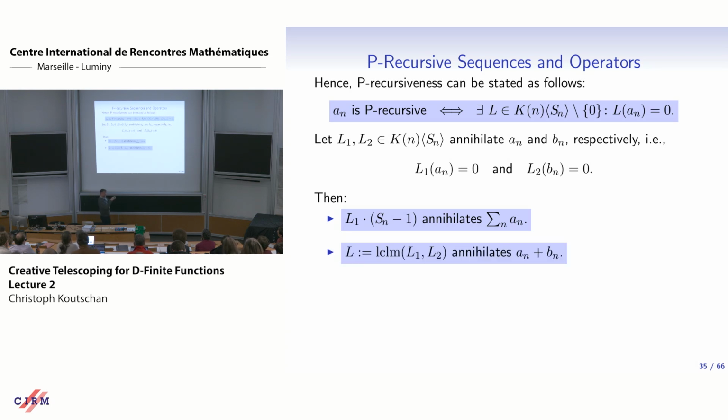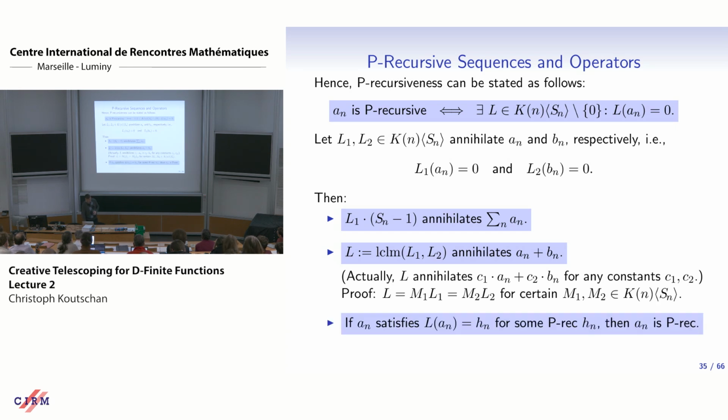If you want to look at the addition of two sequences, then it's again the LCLM, or as we saw, any multiple would do the job, but the smallest is the LCLM. And again, it is something more general, so this is really very much the same. And if we have an inhomogeneous recurrence, where on the left-hand side we have a linear polynomial coefficient operator, and on the right-hand side we have something that is again p-recursive, we can homogenize the recurrence and get that this An is also p-recursive.